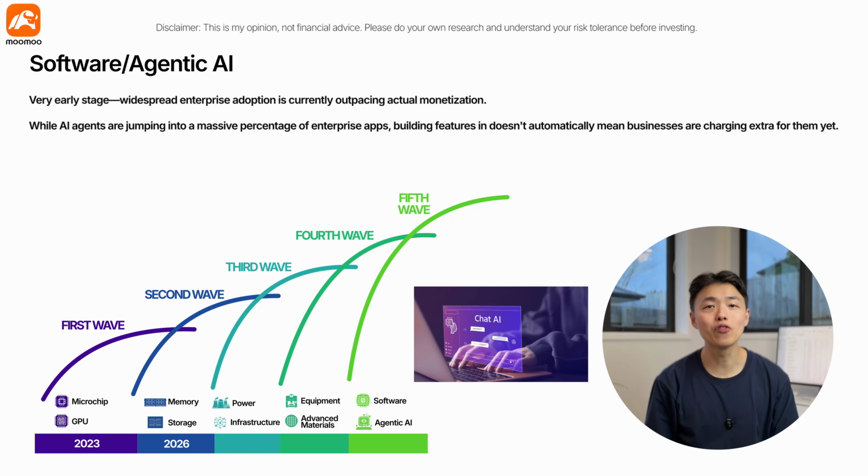I think this wave is very early. Adoption isn't the same as monetization. AI agents are jumping from under 5% to 40% of enterprise apps this year. But building it doesn't mean businesses are willing to pay extra yet. For me, this is still a watch list theme.